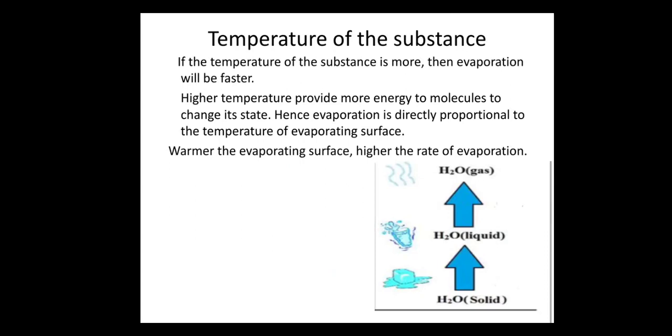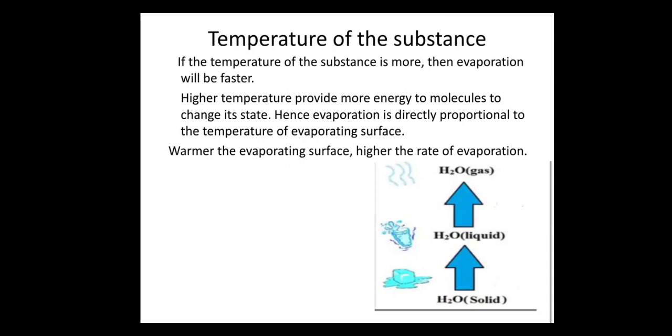Temperature of the substance. If the temperature of a substance is more, then evaporation will be faster. Because when the temperature becomes high, more energy is provided to the molecules by the system, and then these molecules change their state. Hence, in other words, we can say that evaporation is directly proportional to the temperature of the evaporating surface. The warmer the evaporating surface, the higher the rate of evaporation.